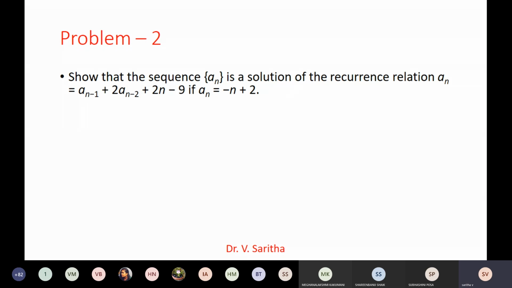Show that the sequence an is a solution of the recurrence relation an equals an minus 1 plus 2 times an minus 2 plus 2n minus 9 if an equals minus n plus 2. What we will do is, in this particular equation, we use this formula and prove it. This is the solution. So try to solve this question. I'll give the solution.